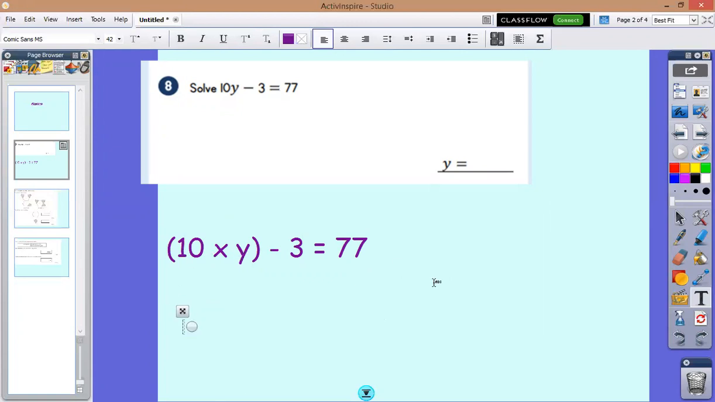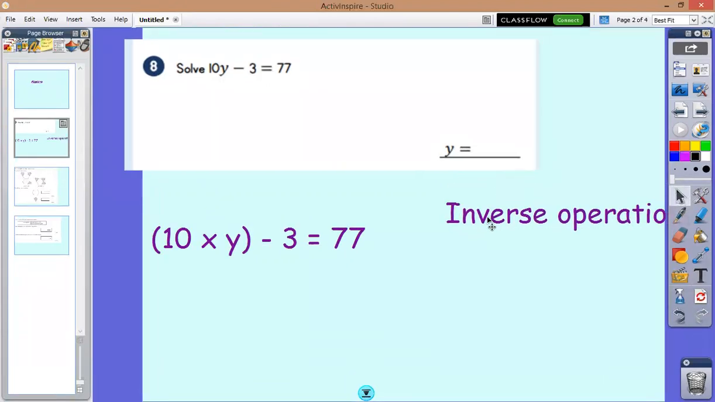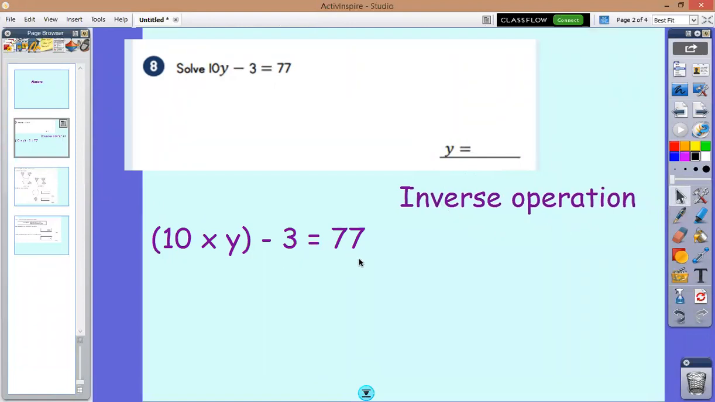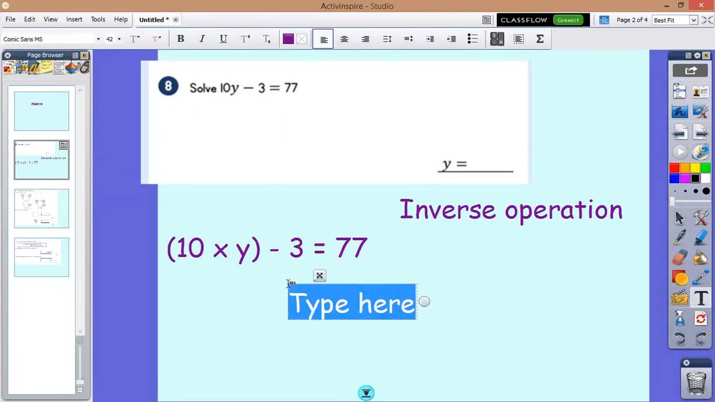So I've just written this out again. 10 times y minus 3 equals 77. To solve this, I need to use the inverse operation. So what I mean by that is, something minus 3 equals 77, so I need to do 77 add 3. I'm doing the inverse, the opposite operation. So I'm going to do 77 add 3, which equals 80.